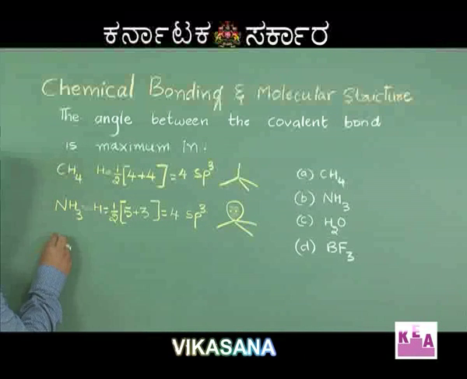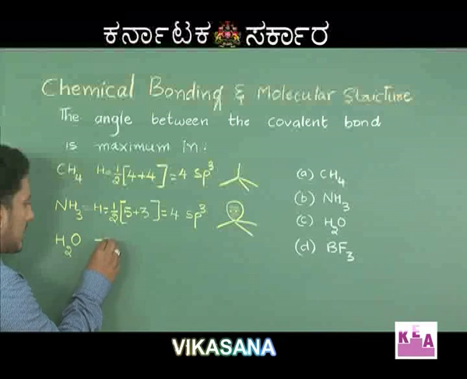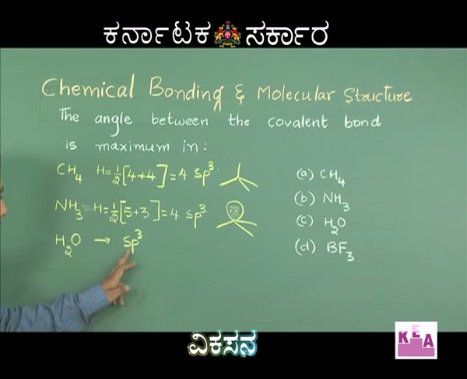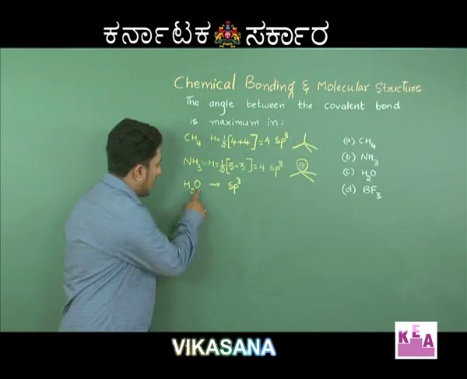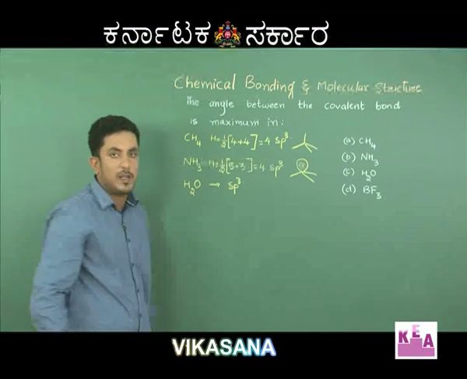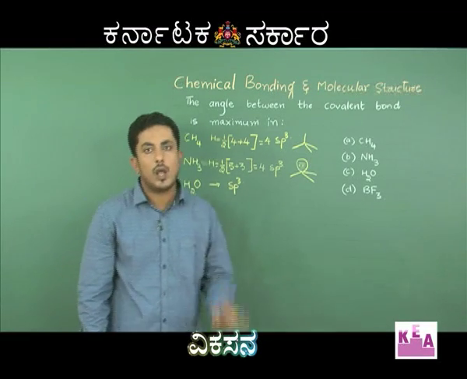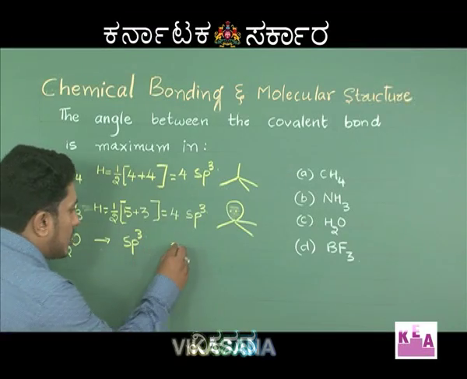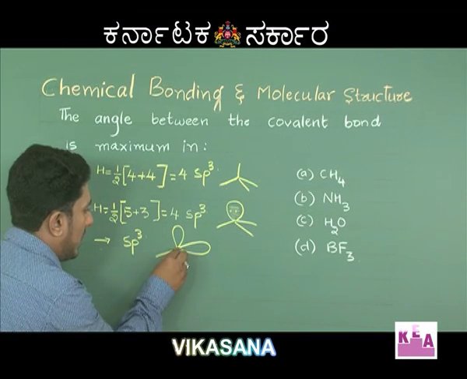Let's move on with water. If you find the hybridization of oxygen, the hybridization will be sp3, same method. sp3 hybridization indicates oxygen contains 4 orbitals, but oxygen is linked to 2 hydrogen. That means out of 4 orbitals, 2 are occupied by hydrogen and 2 contain lone pairs of electrons. As a result, the shape will be a bent shape.